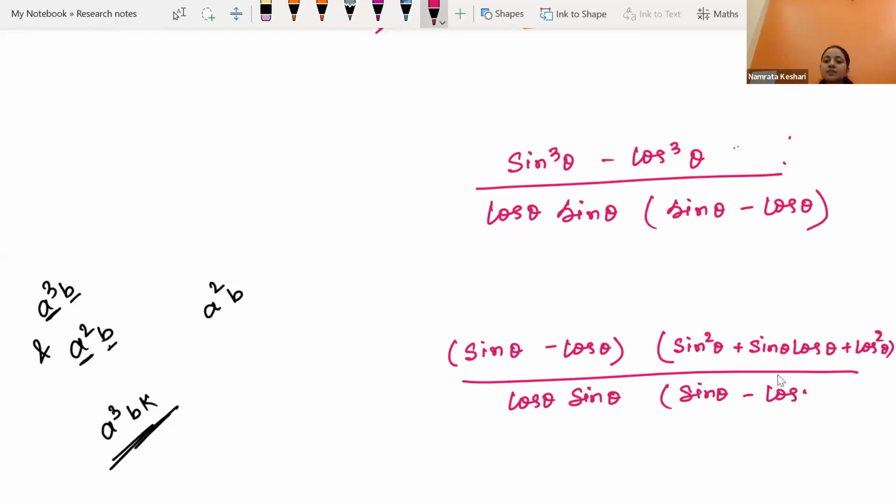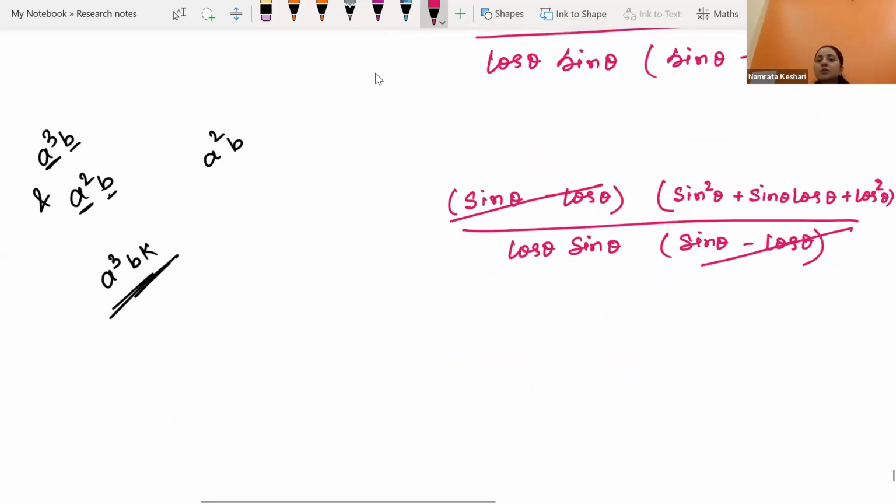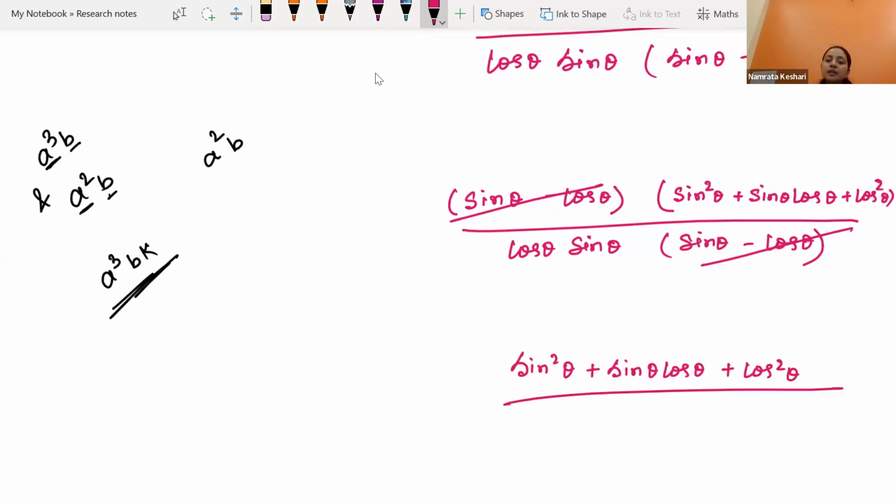Now here, can you see that this one and this one are getting cancelled out? Yes, it is allowed because all are in multiplication and we are treating the bracket as a single unit. So yes, we can cancel these two brackets. We are left with, in the numerator, sine square theta plus sine theta cos theta plus cos square theta. In the denominator, it is just cos theta into sine theta.